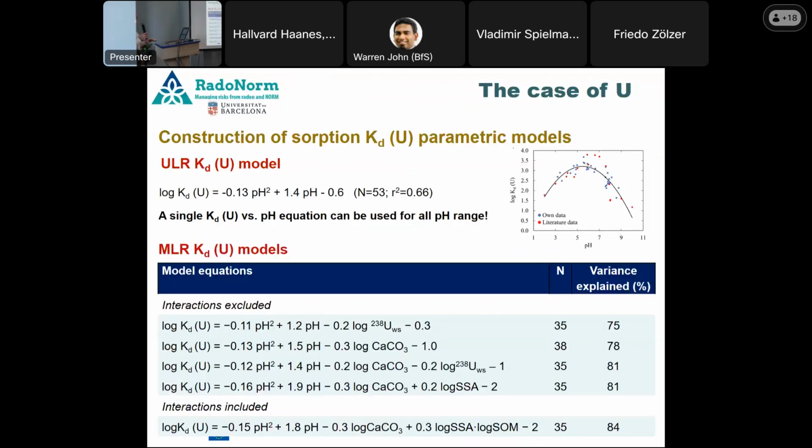I'm going to uranium just to say that for the first time we have a single equation covering all the pH range for uranium, which is just a nice output for our project. So for the first time, we no longer divide the KD uranium prediction according to pH ranges. We may have a single equation for the whole range. You know this well-known, well-shaped relationship between KD and pH, and then we have this equation that also can be optimized and improved by including other variables up to more than 80%.